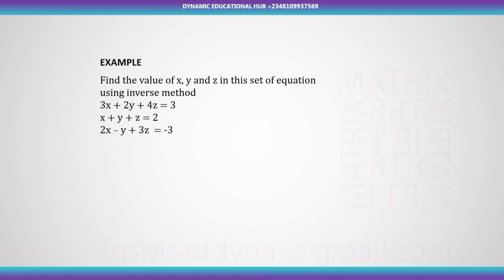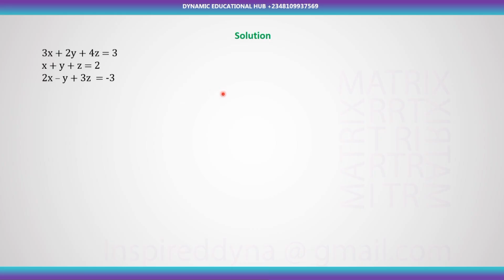Let's have the first example, which is to find the values of x, y, and z in this set of equations using the inverse method. Don't forget that we have solved this same set of equations using two different methods. So let's have the question we want to solve and let's form matrices out of it. This is what we want to do: turn this into this, and let's see how to do it.